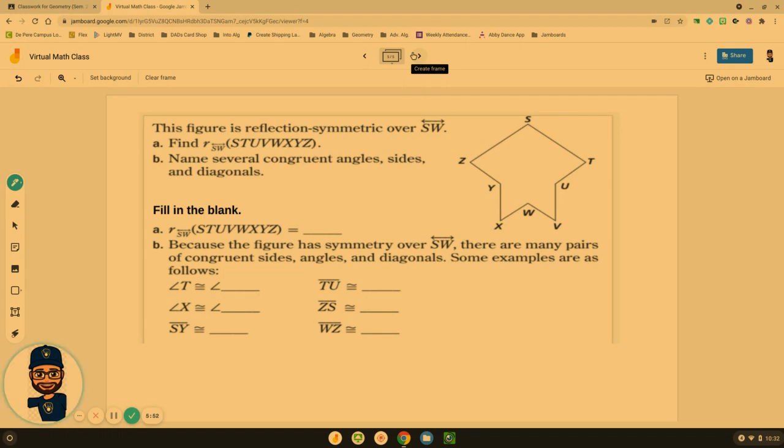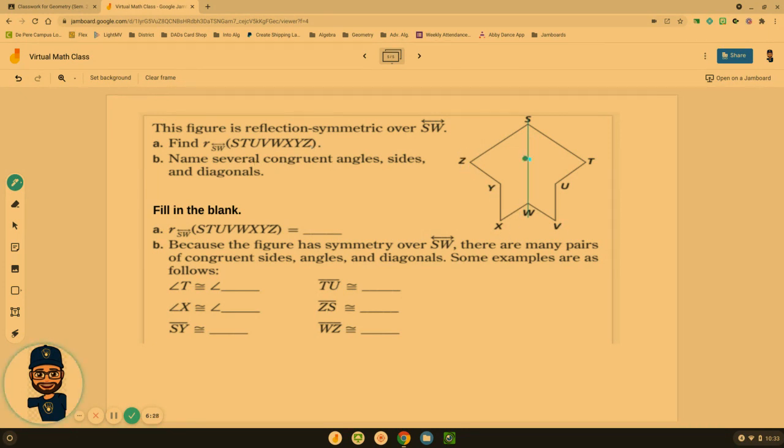Okay, in this figure, it is reflection symmetric over SW, right? Meaning this line from S to W, it's not a good line. Come on, Mr. Goodacre, get with the program. There we go. Whoops, I had it. See, even teachers are going to make mistakes. There we go. There's the reflection line. Okay, it's reflection symmetric over that. And the original pre-image goes S to T to U to V to W to X to Y to Z.